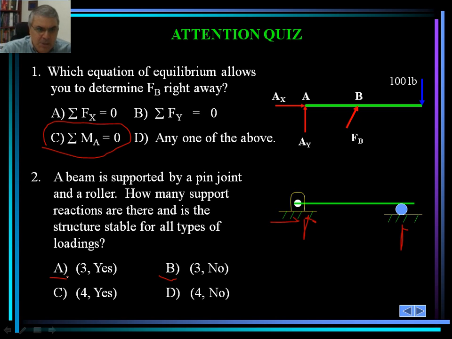And is the structure stable for all types of loading? That's a very good question. Is it stable for all types of loading? Well, for some types it is. For some types it is not. For example, you can see that it could be certain situations in which a moment could be applied and the structure becomes unstable and so on. So the answer is 3 and B, no. So that would be the answer here.